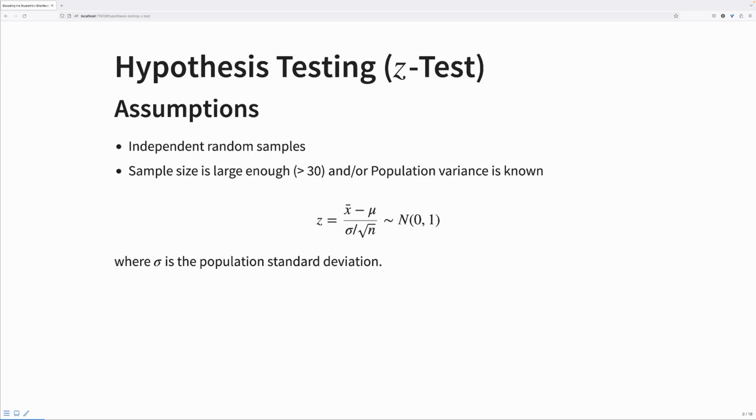However, in many practical scenarios, we face situations where the sample size is less than 30 and/or the population variance is unknown. In such cases, the z-test is no longer suitable. Okay, so we turn to the t-distribution.